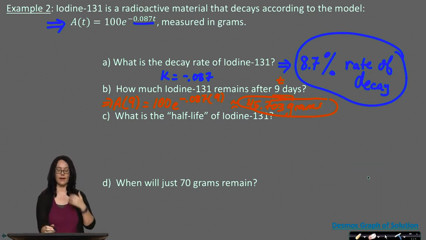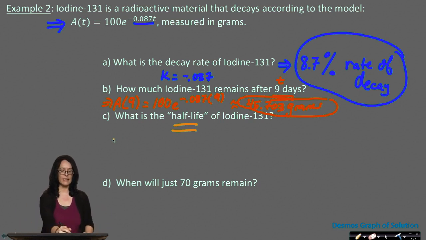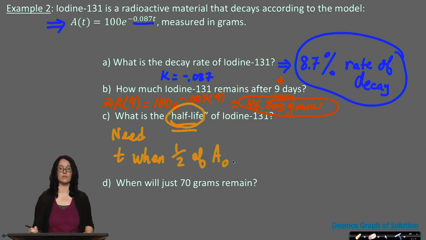What does it mean to find the half-life? Are they looking for time or are they looking for an amount? Time, right? The time it takes for half of the amount to be remaining. So I need T. If they ask you for half-life, you need to find T when half of the original amount, which is A sub 0, right? When half of the original amount is left or it remains.